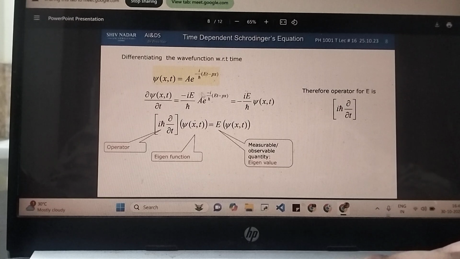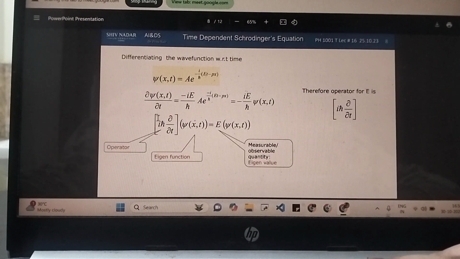You differentiate once, you get minus iE by h cross times the same function itself. So again, i and h cross are constants, so you take them to the opposite side. i h cross dou by dou t. Here we are differentiating with respect to time, notice that. So i h cross dou by dou t of this function gives me E times this function.